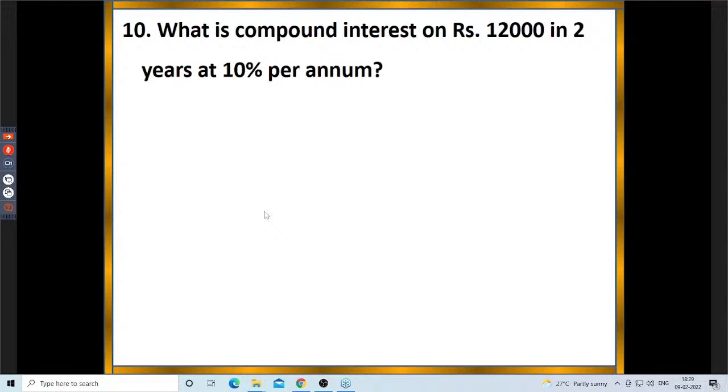Yeah, right. What is the compound interest on $12,000 in 2 years at 10% per annum?